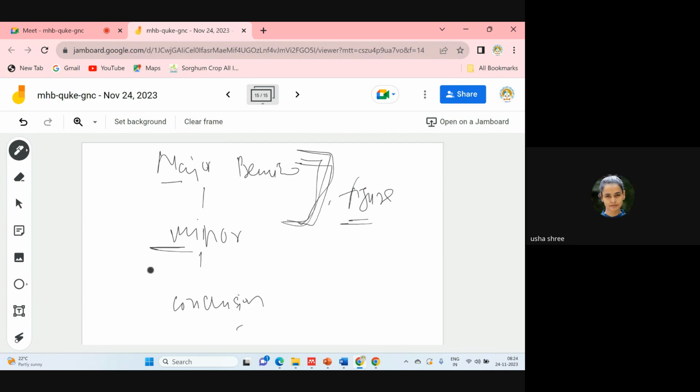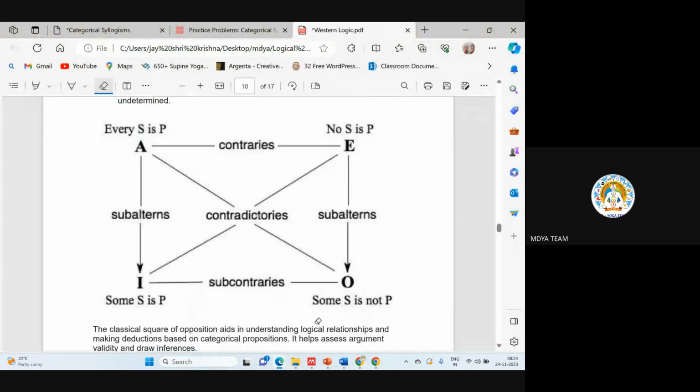Yes, sir. Okay. So this is our square of opposition. We have only 6 minutes left. So in this, we will try to remember the position of each and every statement and relation between them. In this class, try to remember the relation between them. In next class, we will try to find out what this relation means.